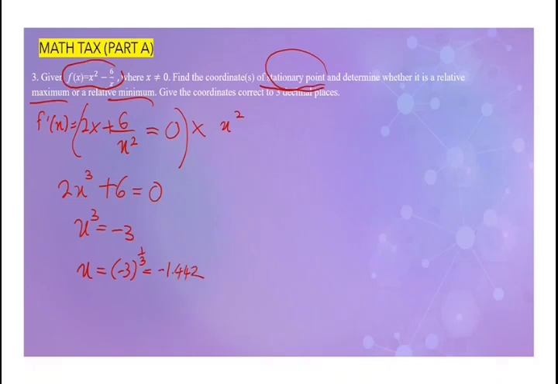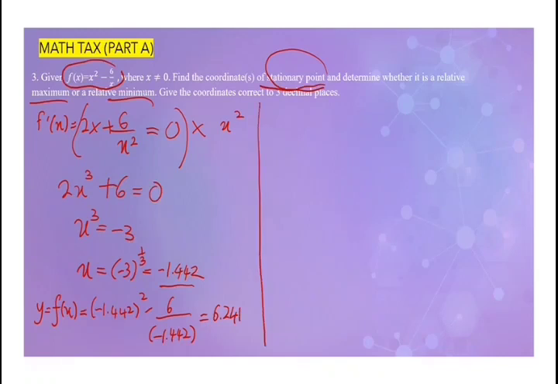Okay, and then you substitute the value of x into the function f(x) to get y. So y is equal to f(x). So you substitute the value of x, negative 1.442 squared minus 6 over negative 1.442. And then you get y is 6.241. So as a conclusion, we may conclude that (negative 1.442, 6.241) is the stationary point.